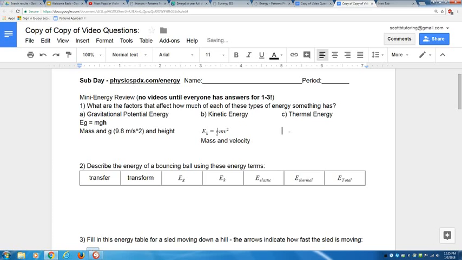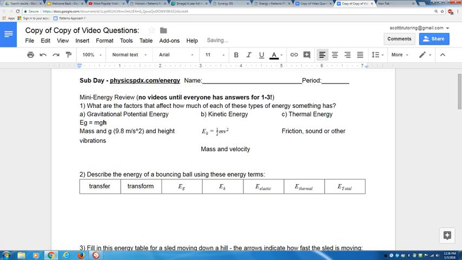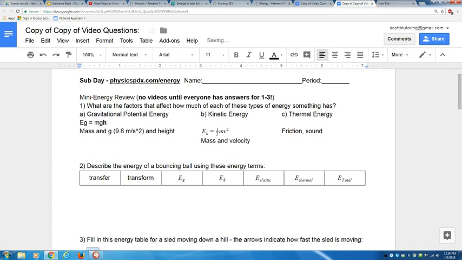And for thermal energy, what are some factors that affect it? Friction is our main source of thermal energy in most of the situations that we're talking about. You could also make thermal energy from sound or other vibrations. That's what would go into thermal energy.